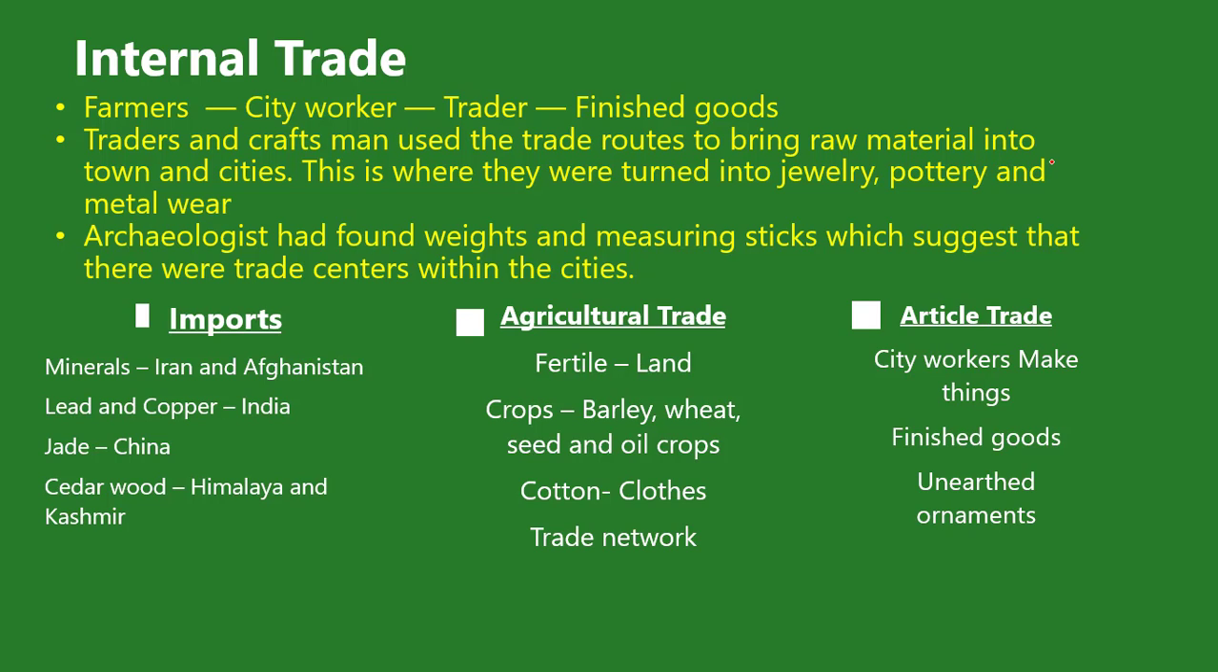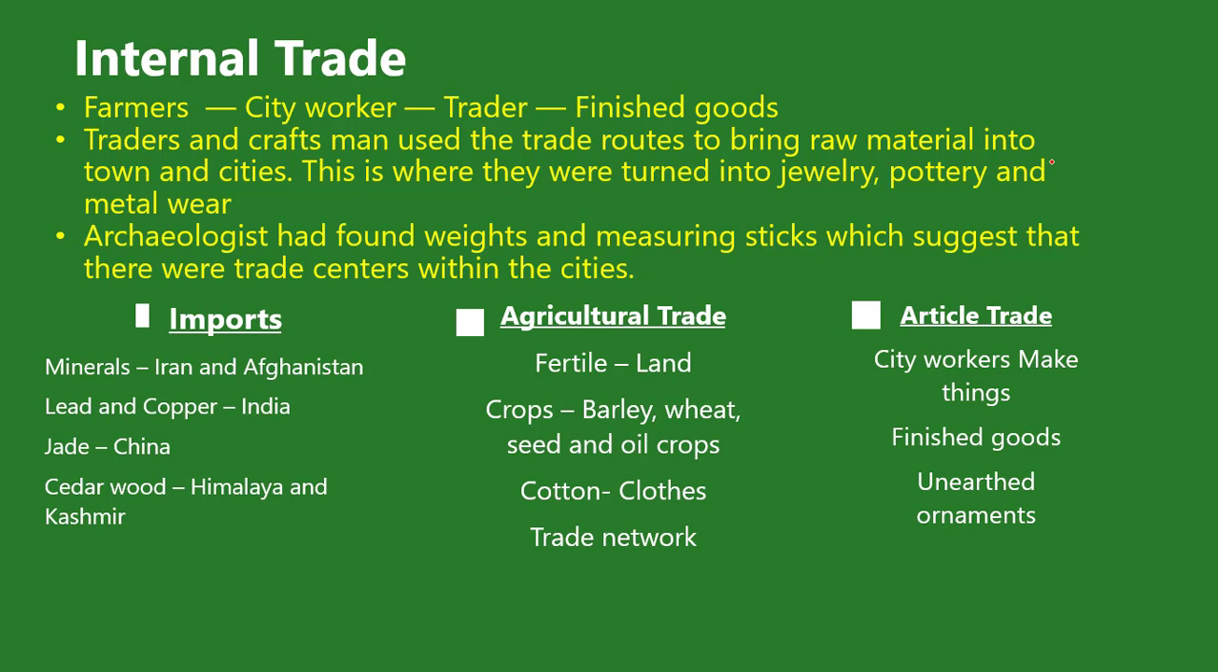Now we discuss the main ingredients of internal trade. The first one is imports. Imports are the things that were transported to Indus Valley civilization from other civilizations or other countries. Minerals were imported from Iran and Afghanistan. Lead and copper were transported from India. Jade from China. Cedar wood floated down from Himalaya and Kashmir.